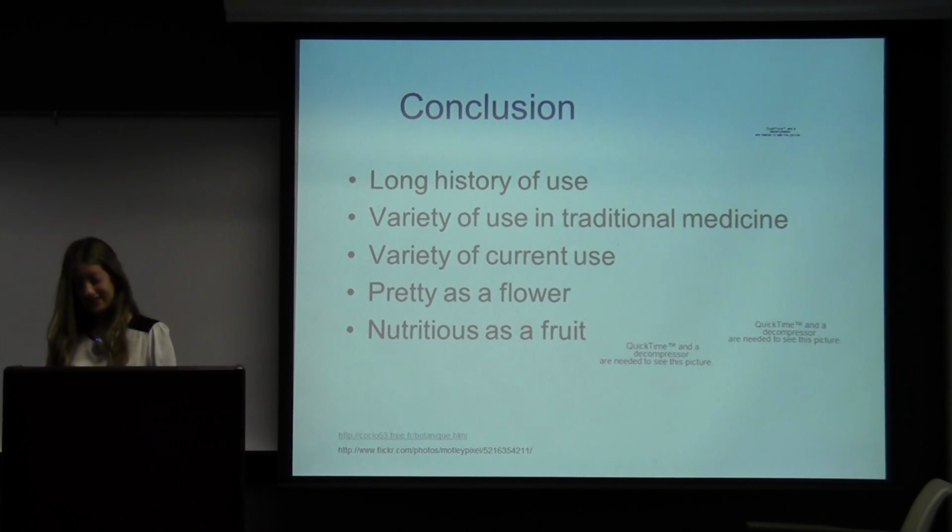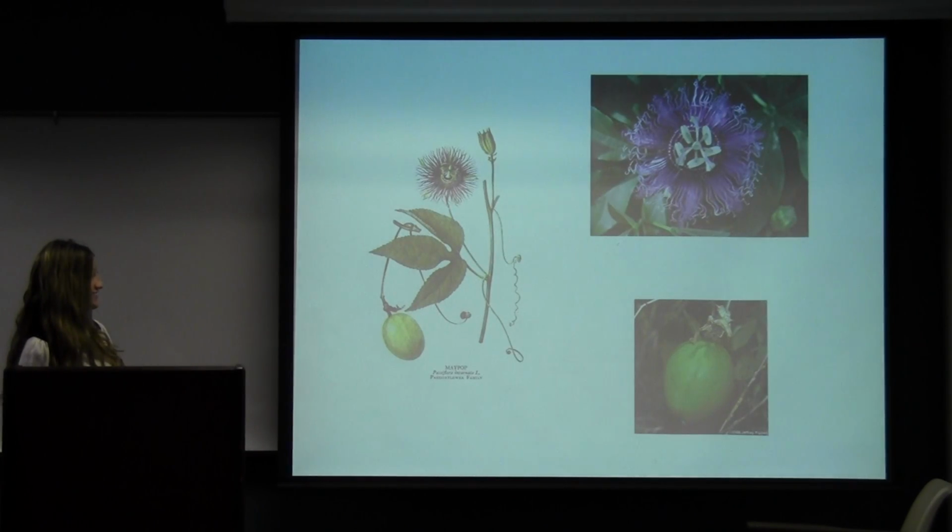So in conclusion, I just wanted to remind you guys of its long history of use all over the world. Its variety of uses in traditional medicine include to treat diarrhea, hemorrhoids, insomnia, as an antispasmodic, as a sedative, and to treat morphine addiction. It has similar applications in its current use for its anxiolytic effects and to help with sleep disorders. It is a beautiful flower, and it has a nutritious and delicious fruit, and I'd like to end with some pretty pictures of the plant.